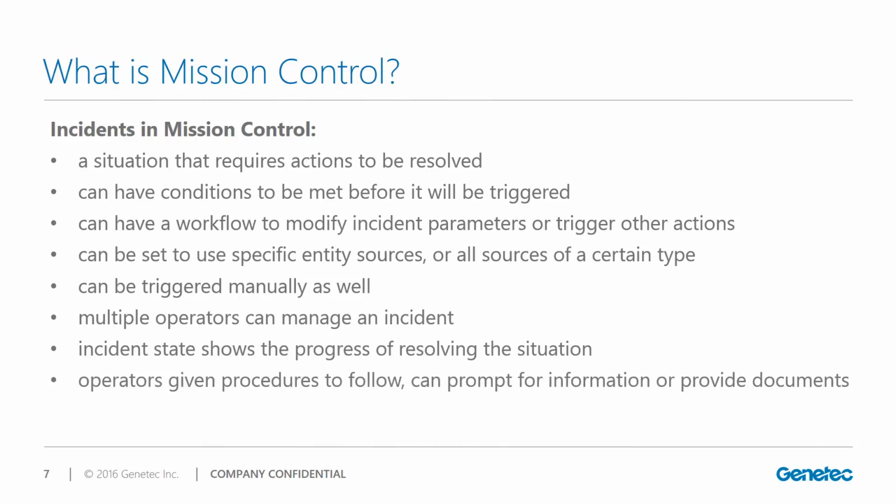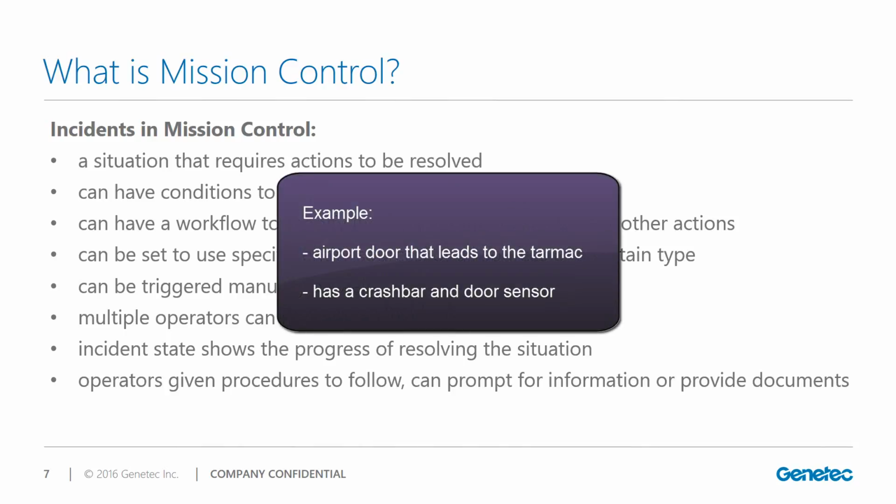Operators are given a list of procedures to follow, which can be configured to be done in a strict order, or in any order, and can include prompts for information as well as provide documents to review, such as a list of dispatch phone numbers or an image of known suspects. These procedures help guide operators in responding to incidents based on what has happened and the current state of the investigation. For example, we may have a door in an airport that leads out to the tarmac, and it has a crash bar installed with a door sensor.